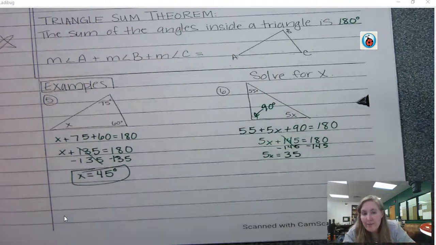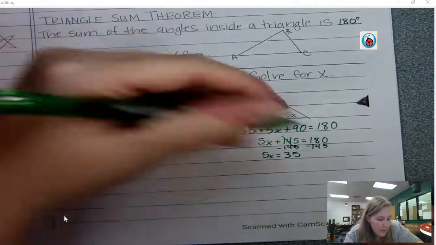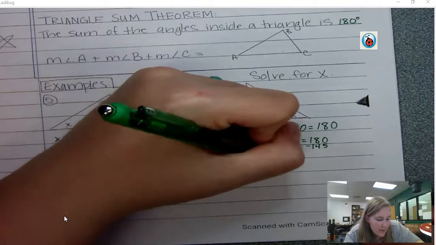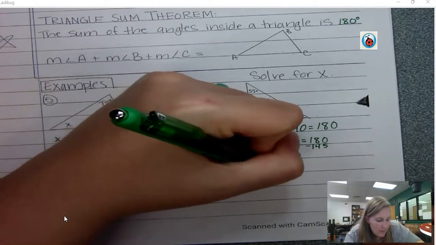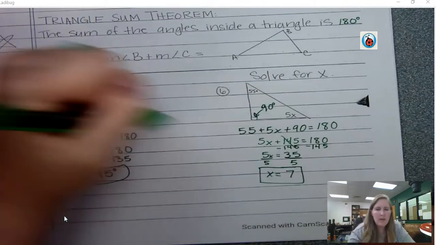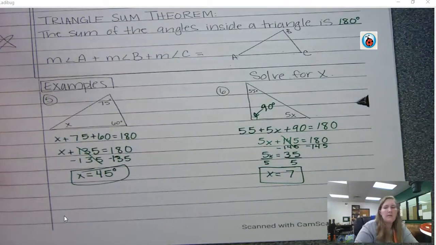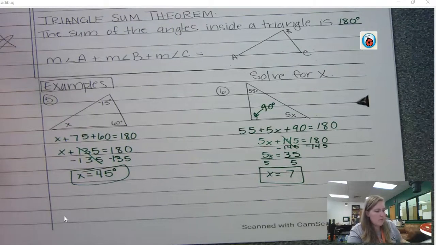So 180 minus 145 is 35. Divide by 5. And we get 7. Yeah! Moving right along. On to number 7.